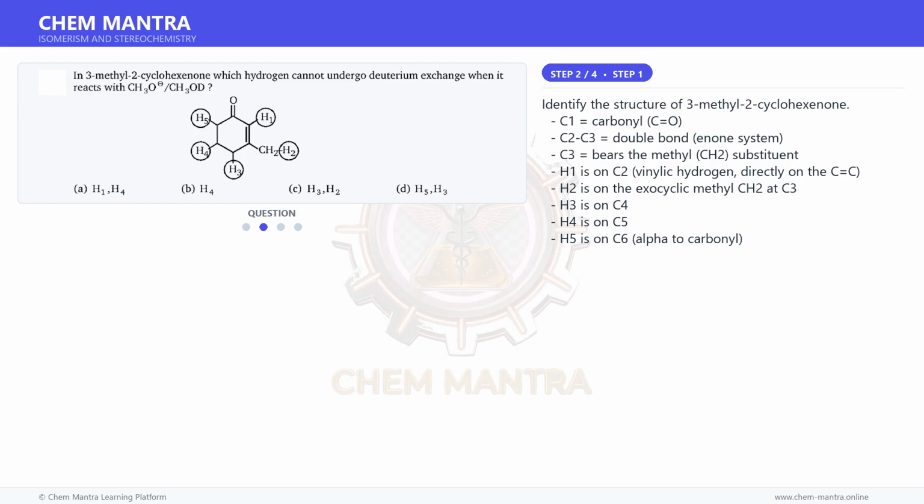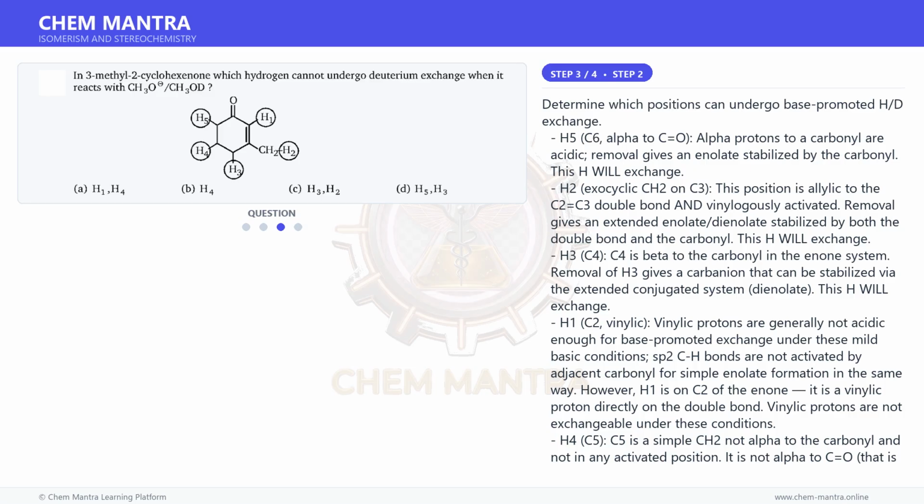H2 is on the exocyclic methyl CH3 at C3. H3 is on C4. H4 is on C5. H5 is on C6, alpha to the carbonyl. Moving on to the next step. Determine which positions can undergo base-promoted H/D exchange.